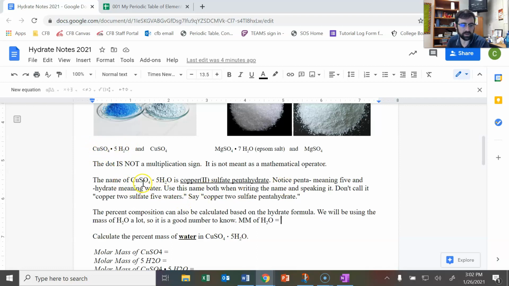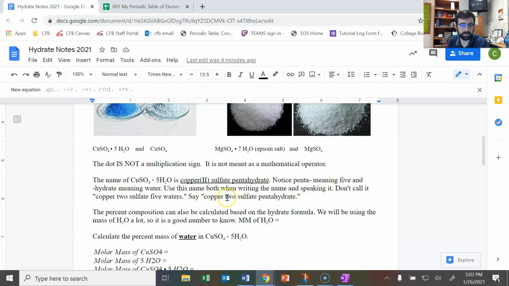All right, the name of CuSO4·5H2O, and I've said this a couple times, is copper 2 sulfate pentahydrate. That's the right name for it. Notice the penta means 5. Hydrate means water. Now the rest of the name you should know from when we named ionic compounds, or you should be able to figure that out. Sulfate has a -2 charge. Copper has to have a +2 charge to balance it out. That's how I know it's copper 2 sulfate.